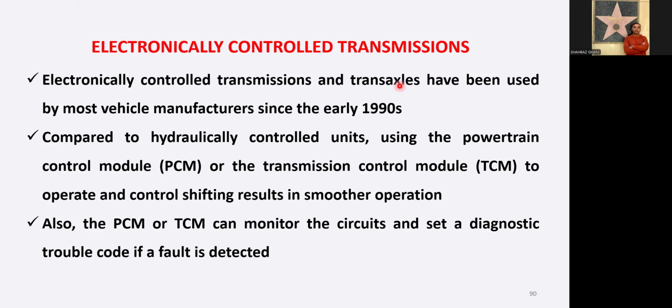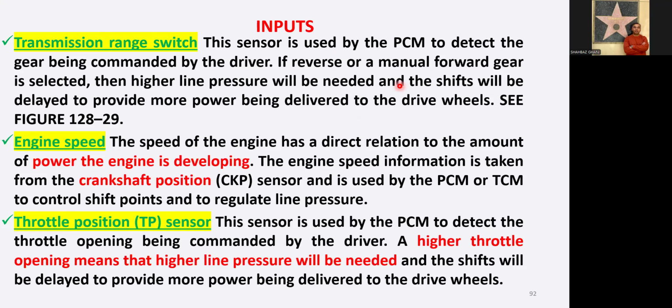Now today's lecture is basically on the input and output sensors which are used in the automatic transmission system. So let's study that. Now the input sensors. First is the transmission range switch. This sensor is used by the powertrain control module to detect the gear being commanded by the driver. If reverse or a manual forward gear is selected, then higher line pressure will be needed and the shift will be delayed to provide more power being delivered to the drive wheels.